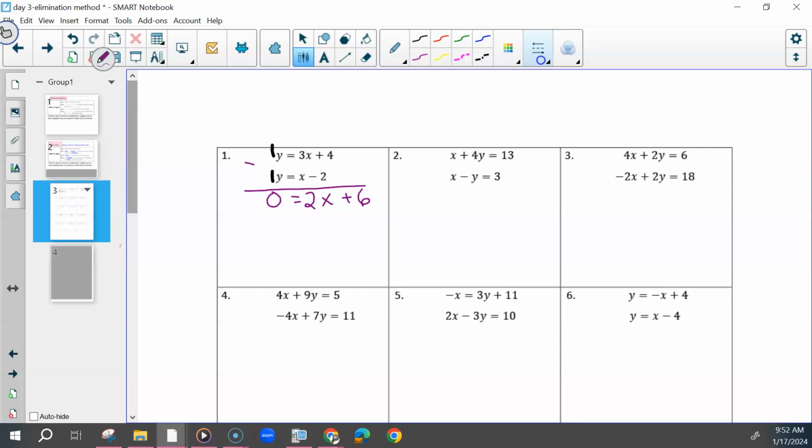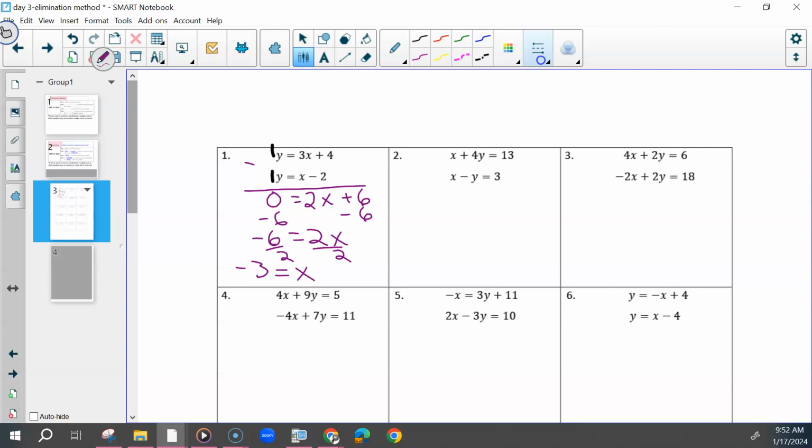Would you solve it like a regular equation? How? Minus 6 to both sides. And then divide by 2. We have negative 3 equals x. And just like our substitution problems, once we have one variable, we have to put it back in and solve for the other.